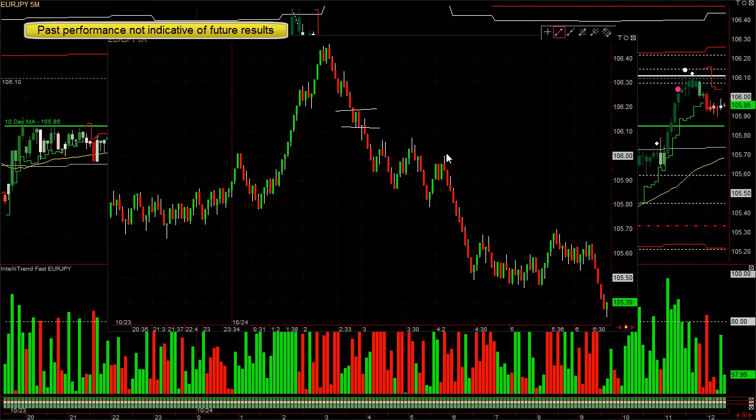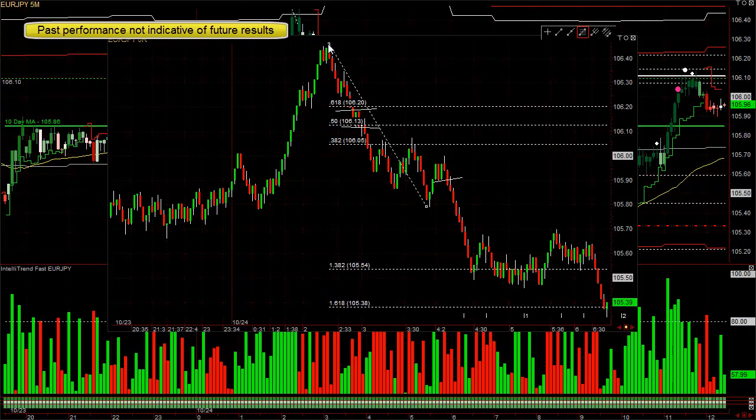And a lot of times after a pullback, when it goes sideways for multiple bars, up, down, it tends to break out, and you have this nice Fibonacci profit target from this low to the high here. And look where it stalled. So you're short at 90, out at 54 for 36 pips minus your spread.